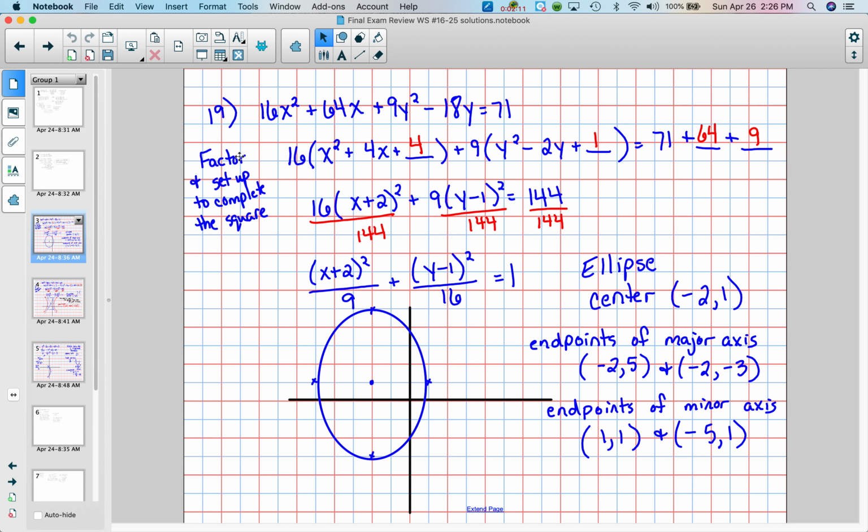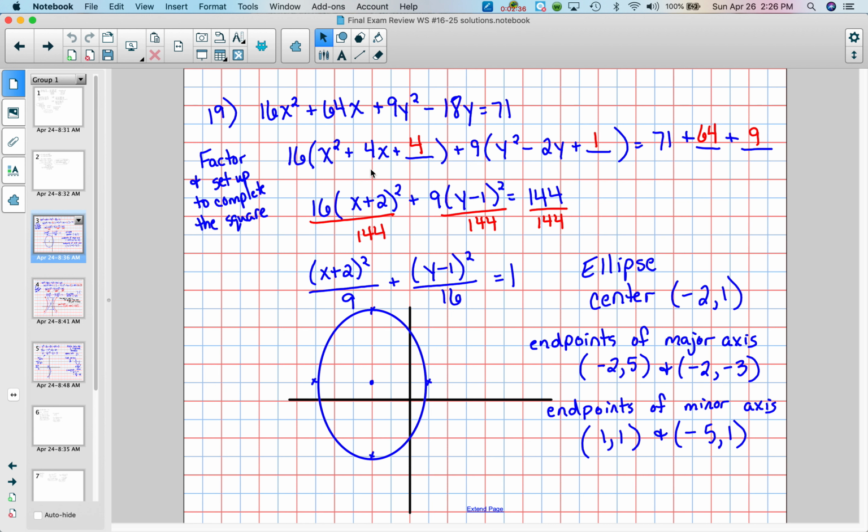So what I did was I factored and I set it up to complete the square. So out of the x's, I factored out, it needs to be just an x squared, so I factored out the 16, which made this an x squared plus 4x plus a blank to complete the square. Then I have a plus. I factored out the 9, so then I had y squared minus 2y plus a blank, set it up to complete the square, equals 71 plus blank plus blank.